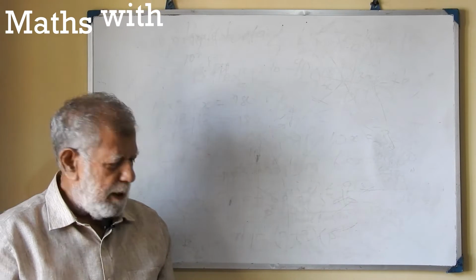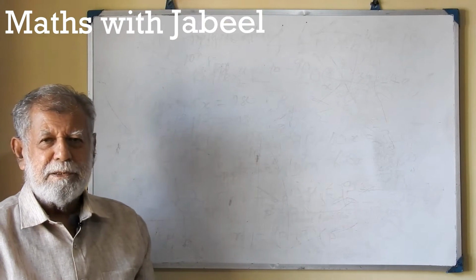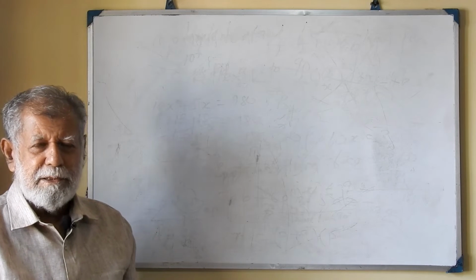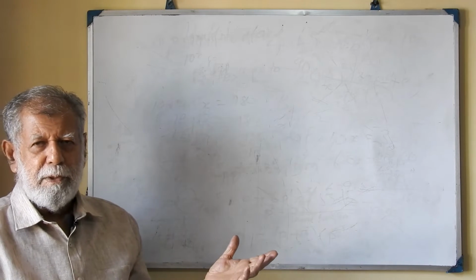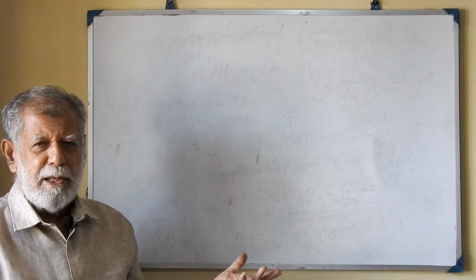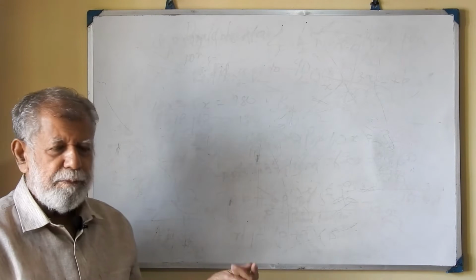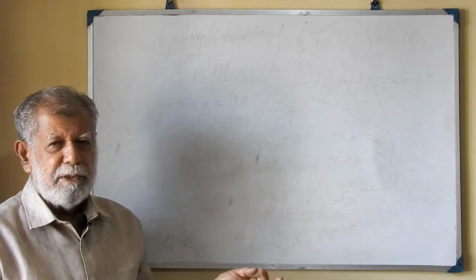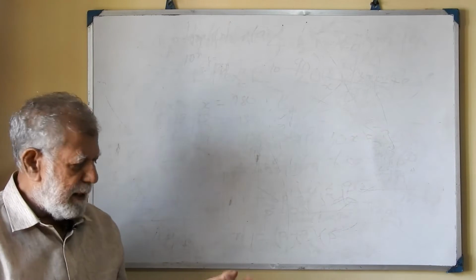We have been doing, in the last lesson, the types of angles. Now we studied the different types of angles: acute angle, right angle, obtuse angle, straight angle, reflex angle, and how to draw them. And we did some exercises on angles on a straight line.